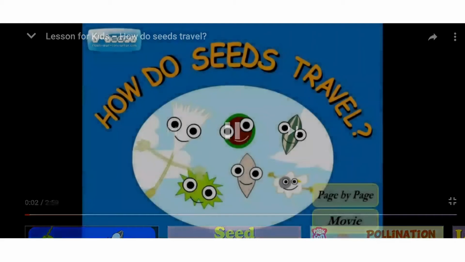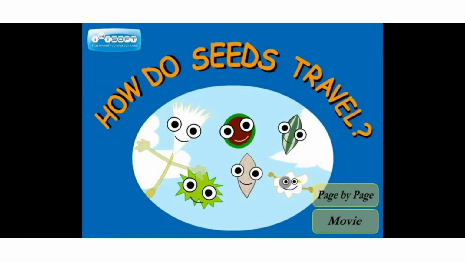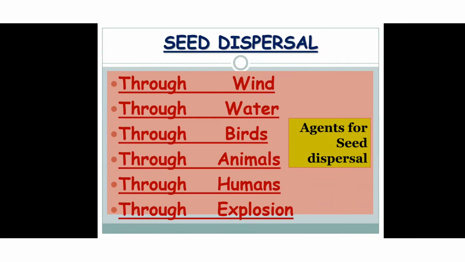So now we will see how the seeds are traveling. Like pollination, there are some agents for seed dispersal too. That is through wind, water, birds, humans, animals and explosion. We will see how this is happening and why it is necessary. Why it is necessary that the seed should be sown far away from the parent tree?